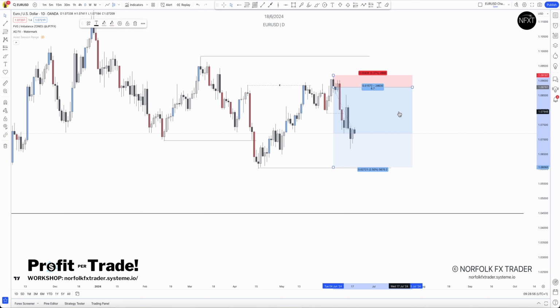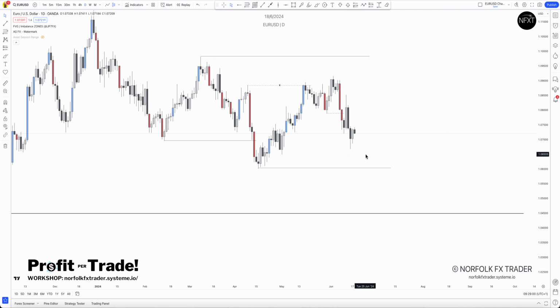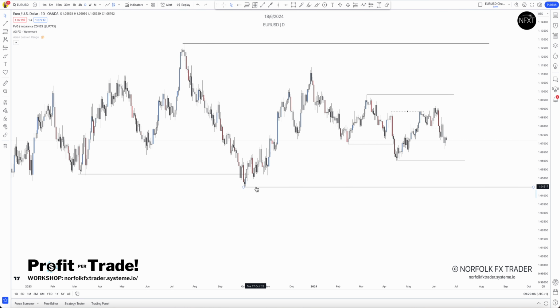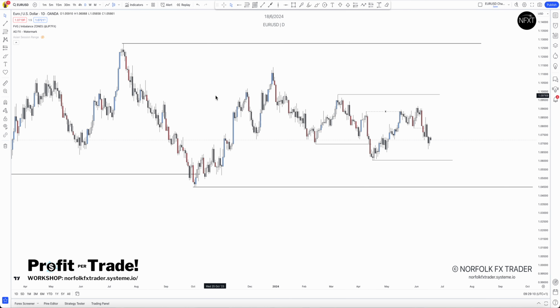Now on the way down here, we're going to see pullbacks, with structure where we can look for a trade to continue to run towards this weak low on a daily. Remember, we're also looking to run this low on a weekly. So we're going with the directional bias, understanding market structure.